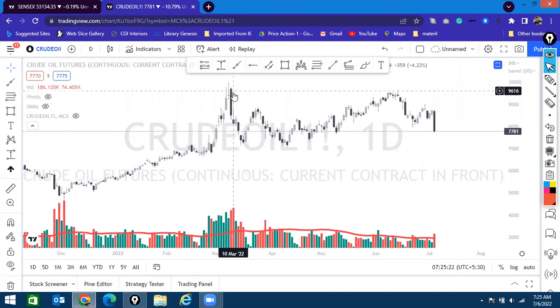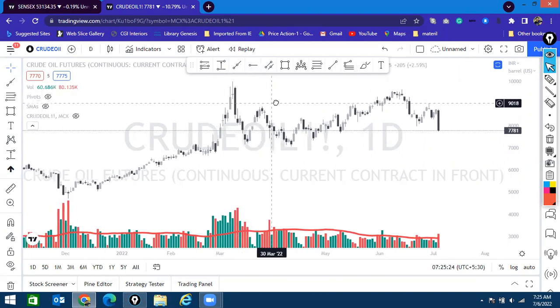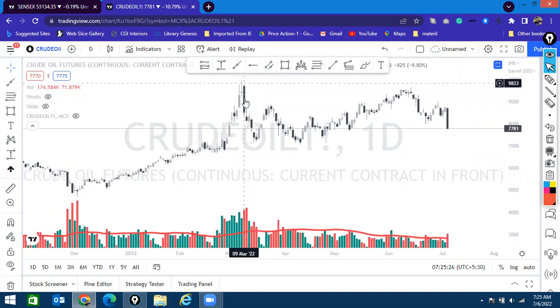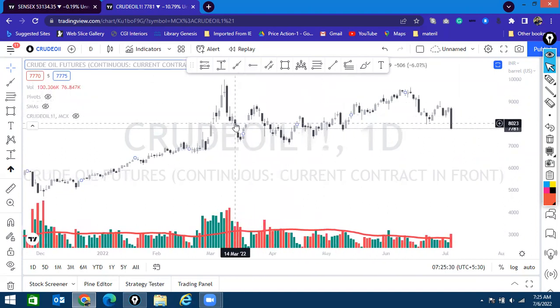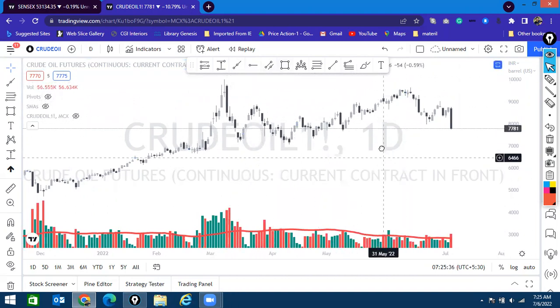The rejection candle, it's a big red bar, or you can say black bar. It's a negative bar, a 14% fall in one day. It's a huge fall, and the market never recovered. Crude was never able to cross that high after that, right?